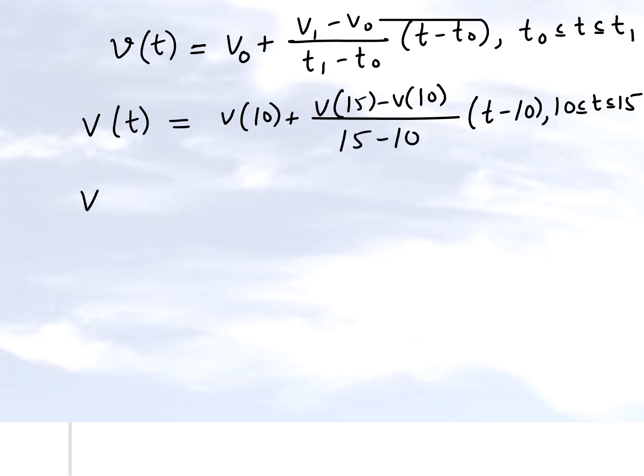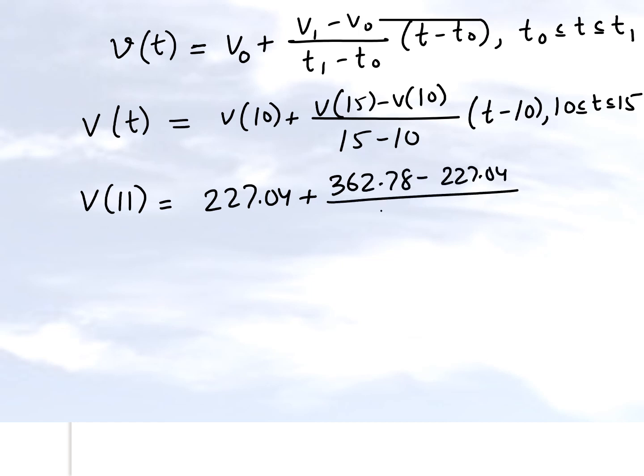Now if we want to find the velocity at 11, all we have to do is put t equal to 11 there. Velocity at 10 is given as 227.04. Velocity at 15 is given as 362.78. So let's go and put these numbers here from the table which are given to us. Now time is 11 minus 10, and this number here turns out to be equal to 254.19 meters per second.